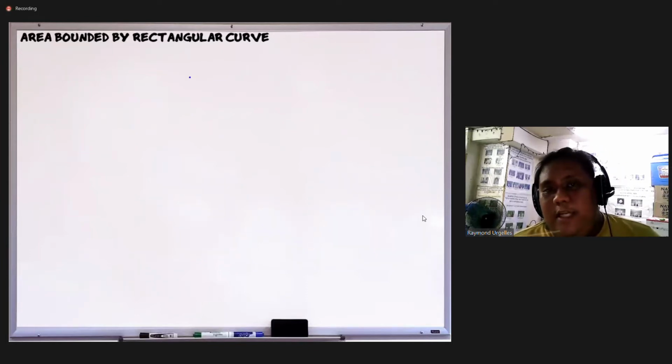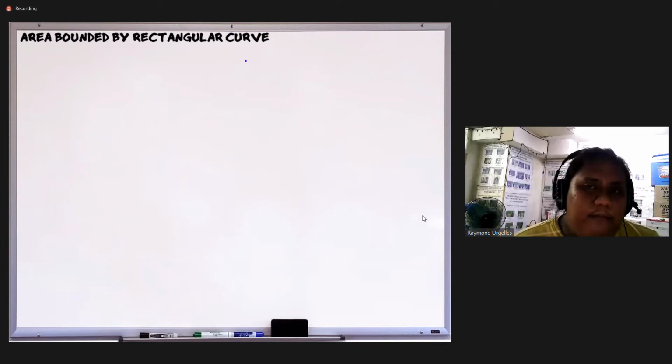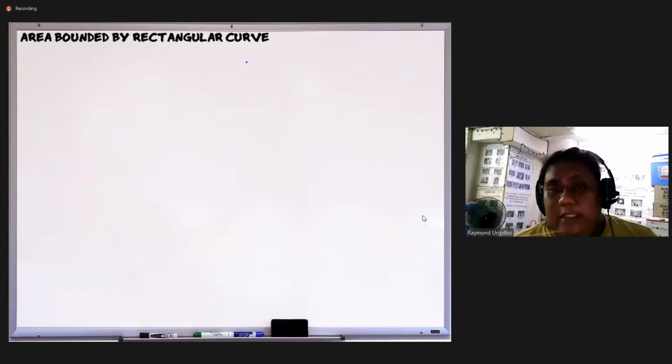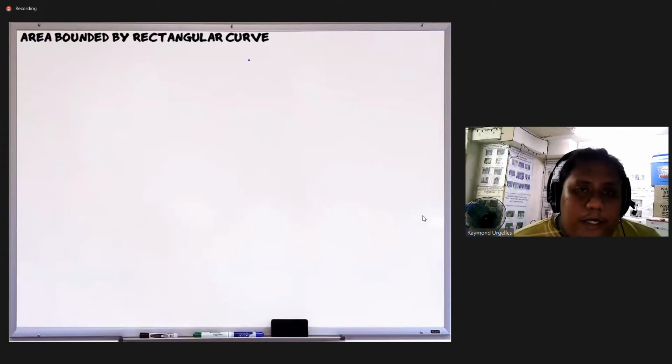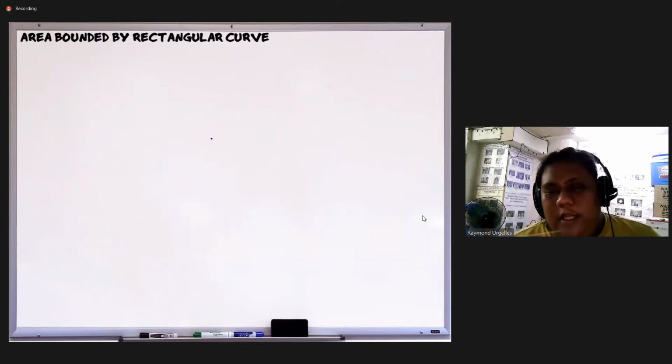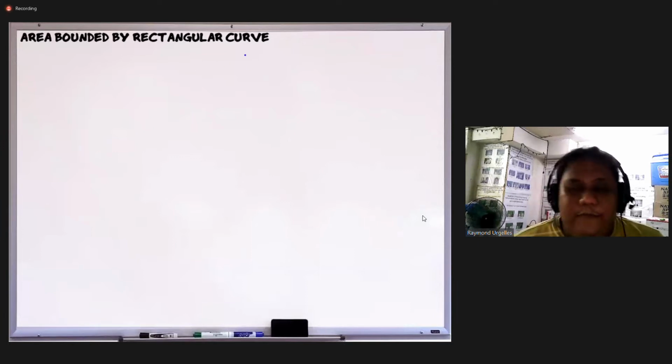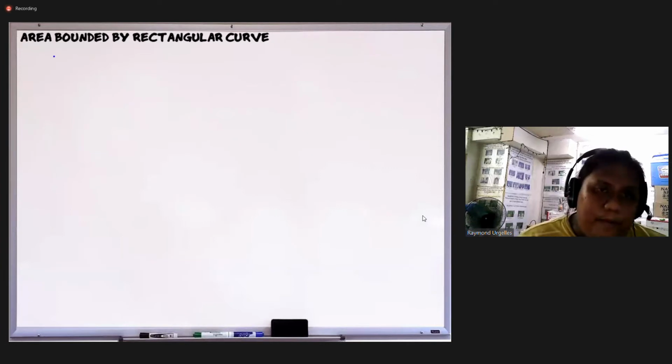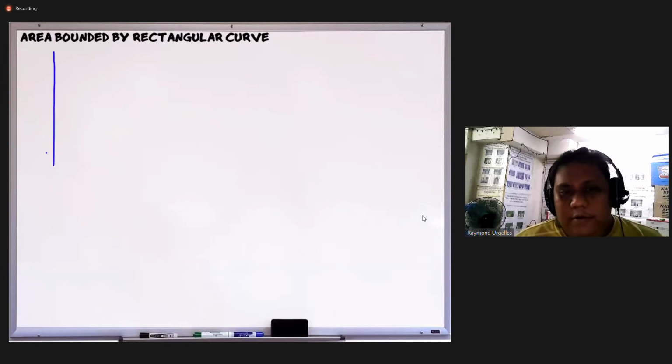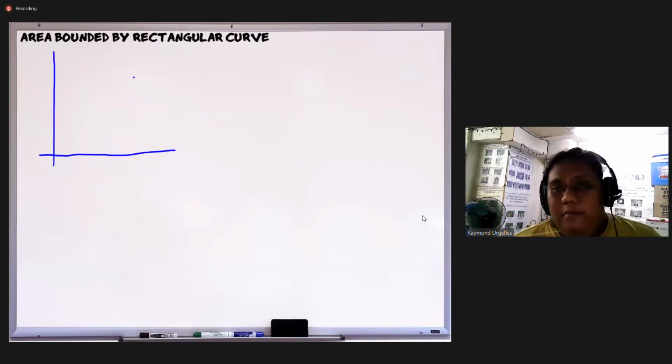Pag sinabi natin rectangular curve, nakabase tayo sa rectangular coordinate system. Luckily for us sa area, two-dimensional lang, kaya madali lang yung integration. Again, rectangular curve is based on the x and the y coordinates. So basically, sa rectangular curve, we have y as a function of x or x as a function of y. Dalawa yung possible way, or yung common ways natin para mag-solve ng area bounded by rectangular curve.